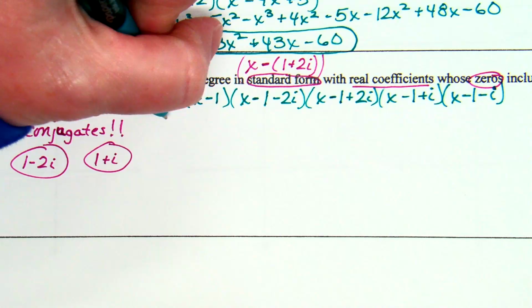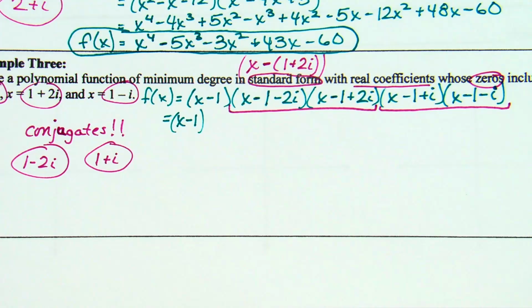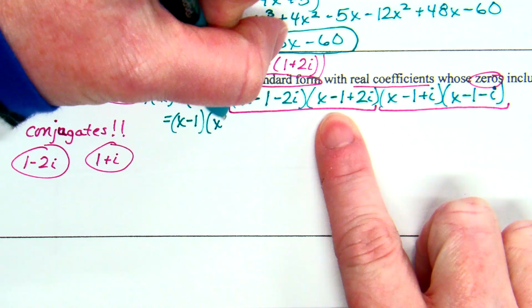Okay, I'm going to try and be consistent here. I'm going to take the x in the first parenthesis and distribute it to all 3 terms in the next parenthesis. So x times x, x squared. x times minus 1, minus x. x times 2i, plus 2ix. Now I'm going to distribute the negative 1. Negative 1 times x, minus x. Negative 1 times negative 1, plus 1. Negative 1 times 2i, minus 2i.